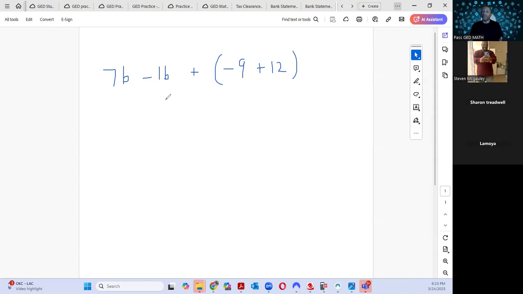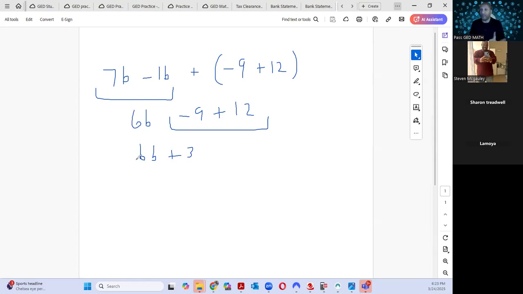So 7b minus 1b, they're like terms. So what's 7 minus 1? 6. So it simplifies to 6b. This is where you might be having a problem. They usually don't put a plus sign there. They usually put a minus sign. But I'm going to show you how to do the plus. If the plus is there, it's nothing to change. You just do minus 9 plus 12. These are 2 like terms. What's 12 minus 9? 3. So 6b plus 3. That ain't hard. That's combining like terms.